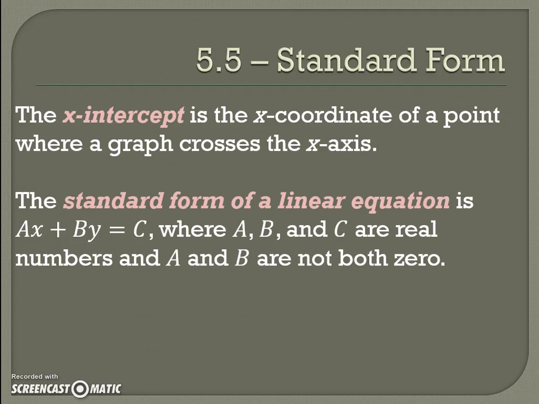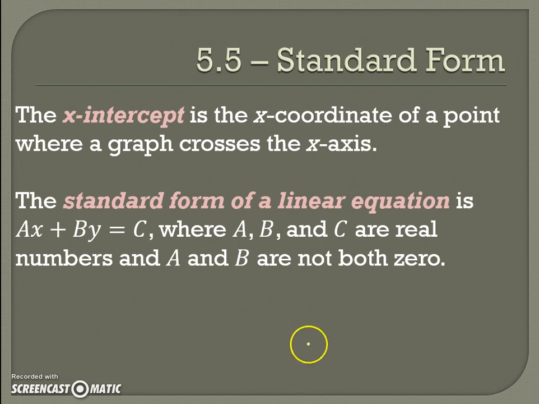Hey guys, we're going to continue here with Chapter 5. We're going to be talking about the standard form. So here we're going to add another intercept. It says the x-intercept is the x-coordinate of a point where a graph crosses the x-axis. That's kind of intuitive if you know what a y-intercept is.